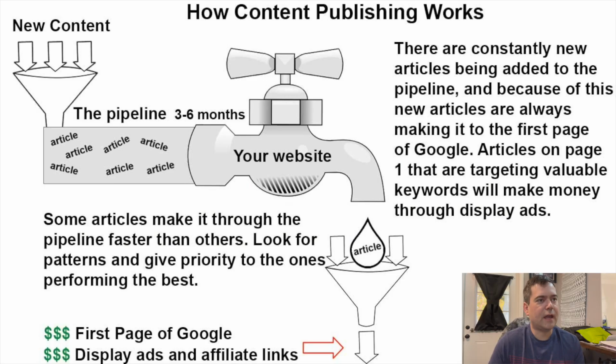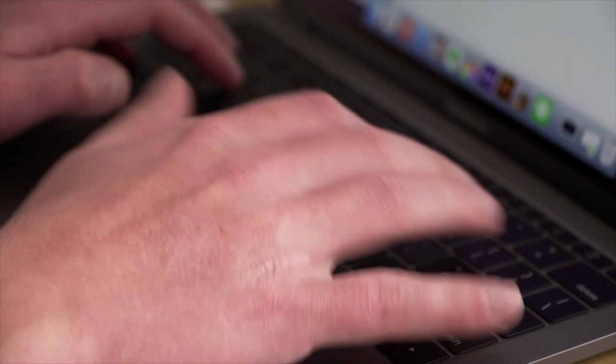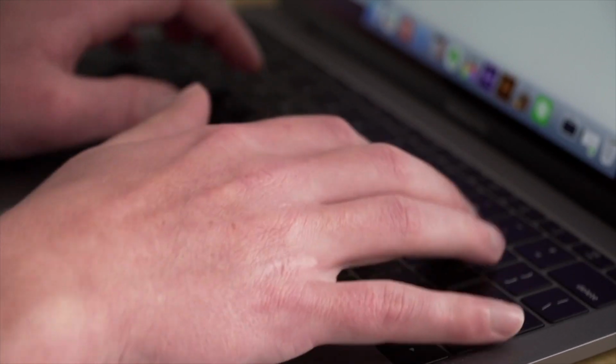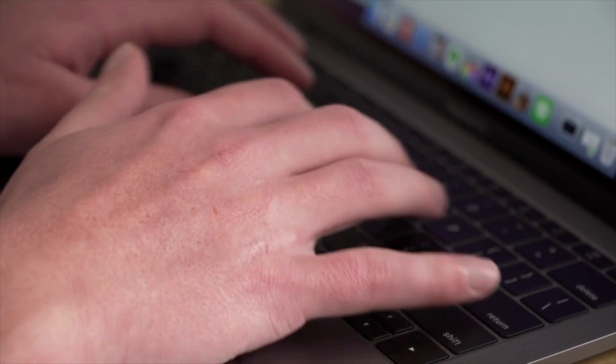So first we're going to look at this diagram of how this content publishing business works. For many of you, you already know this, but for those of you that don't, here's a high overview. If this hose pipe here represents your website, this first funnel, this top funnel, represents where you pour in new content or where you write articles. So let's say we're up here writing new articles every day and we're putting them into this funnel. And when you put them into this funnel, they end up in the pipeline.